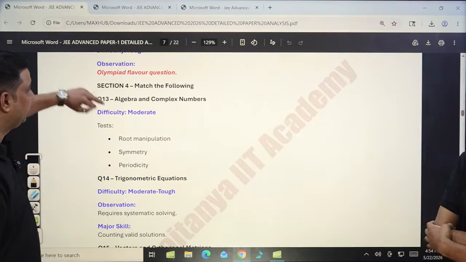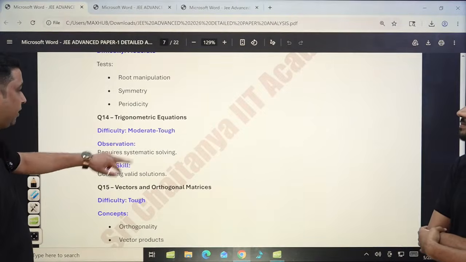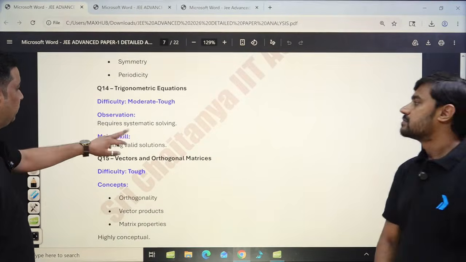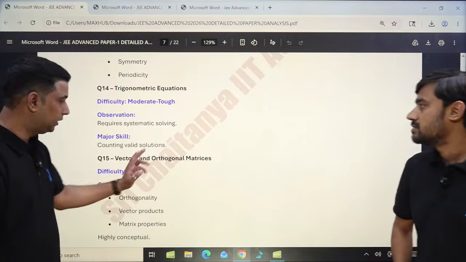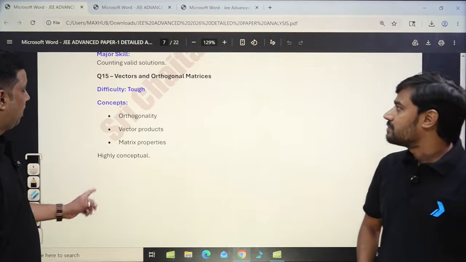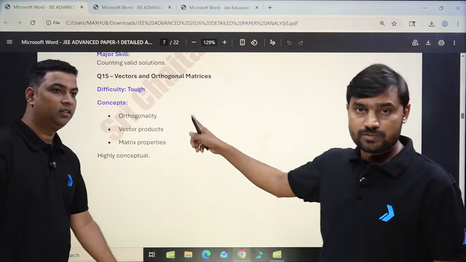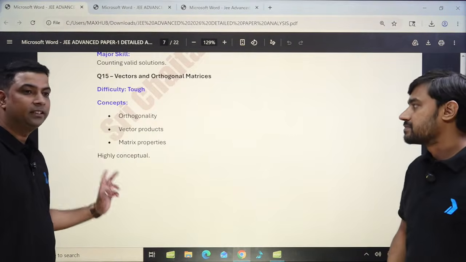Similarly, question number 13, algebra and complex, it was moderate. Question number 14, trigonometric equation, was again an observation that requires systematic solving, means moderate to tough. Yes, this question was taken in that segment. And vector orthogonal matrix, this question was highly tough. Many of the students shared their point of view. It was a highly conceptual question.